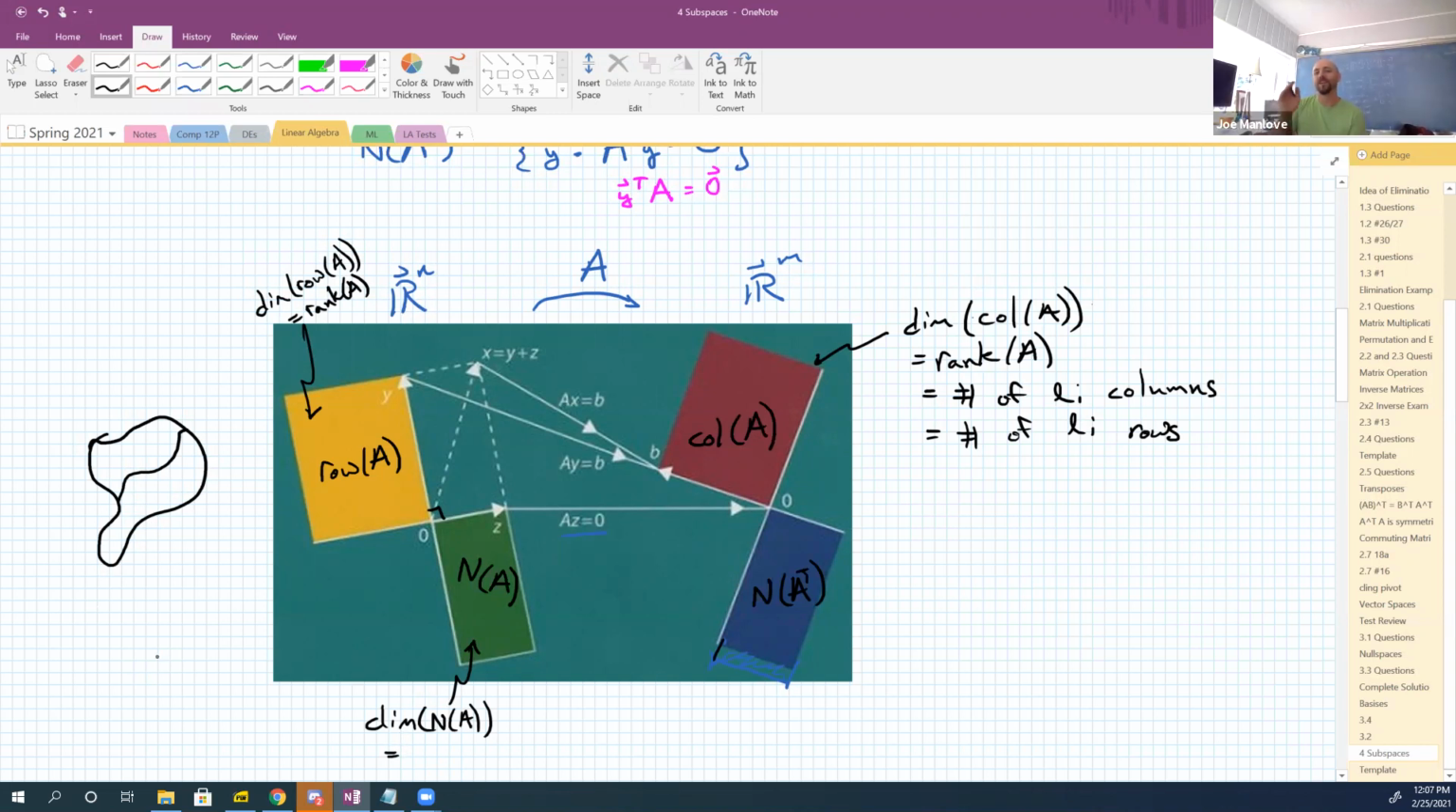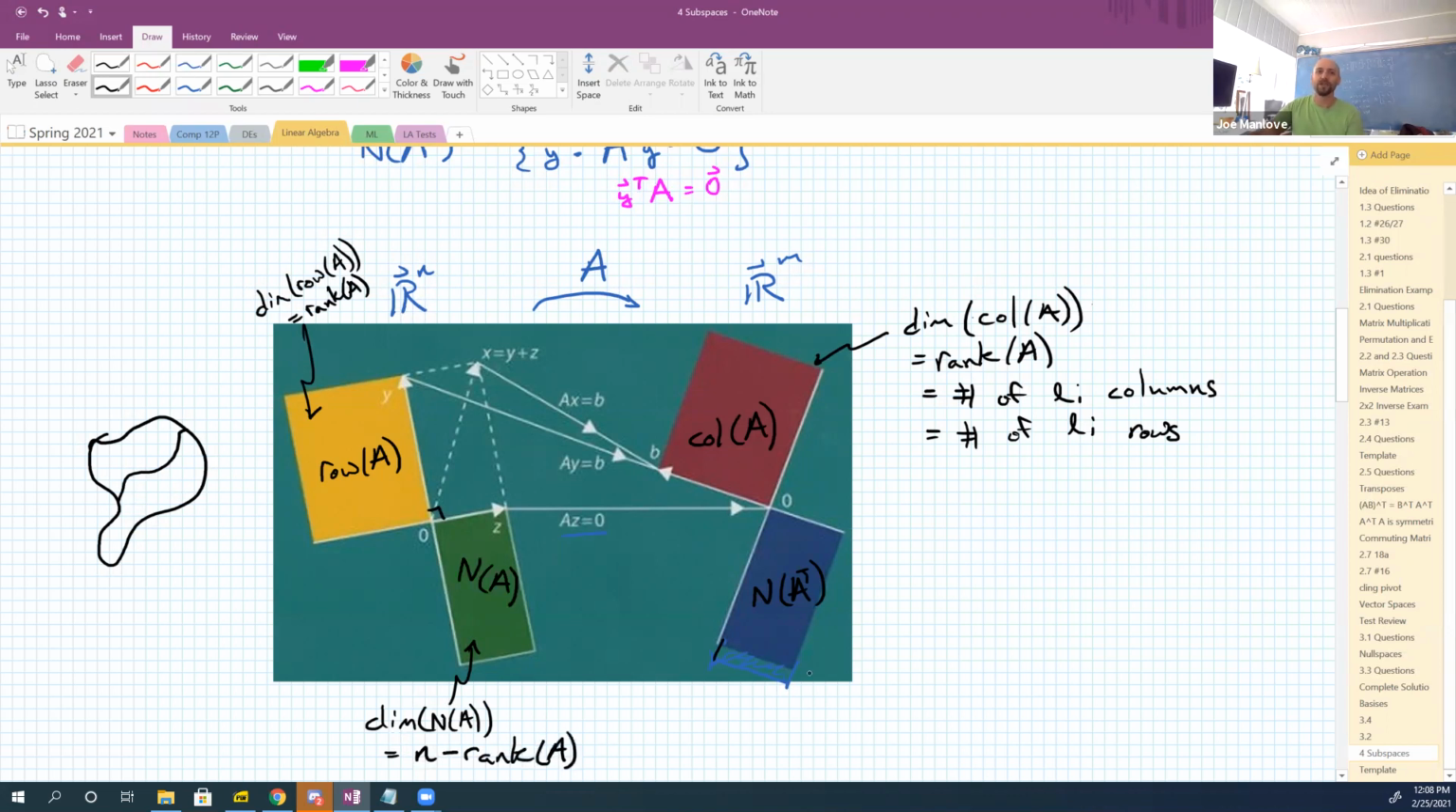Okay, so the counting theorem says that rank plus nullity is the dimension of the domain. That's right. So in this case, that means that I can say the dimension of the null space is the dimension of the domain minus the rank of A.